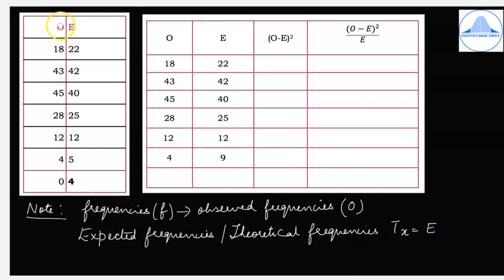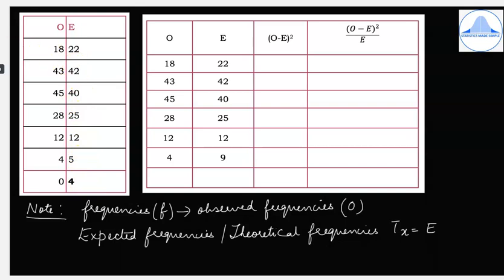So now let us form a new table with the O values. So O values are the frequencies given to us in the problem, which are 18, 43, 45, 28, 12, 4 and 0. And the Tx values, that is the theoretical frequencies, are nothing but the expected frequencies, which I'll now write as E. And the values which we got are 22, 42, 40, 25, 12, 5 and 4.